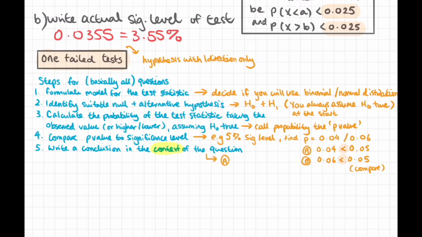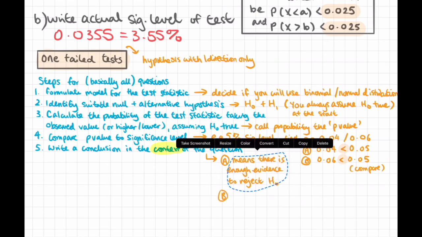So for case A, clearly 0.04 is less than 0.05, and so what this means is that in case A there is enough evidence to reject H0. Whereas for B, it means that there is not enough evidence to reject H0.